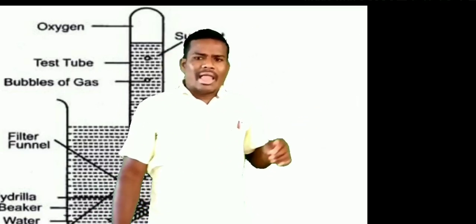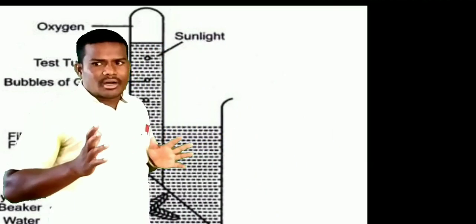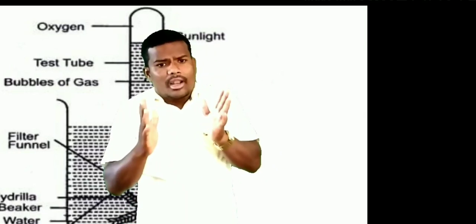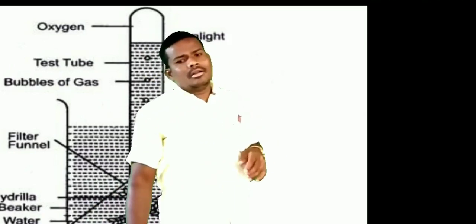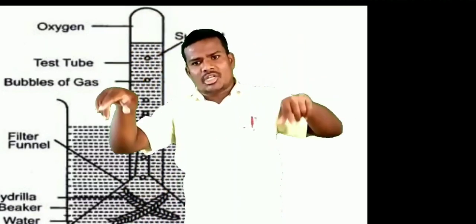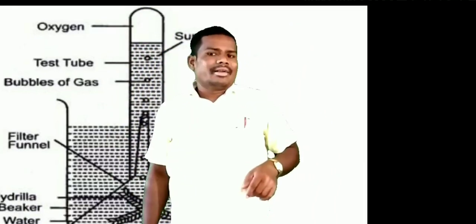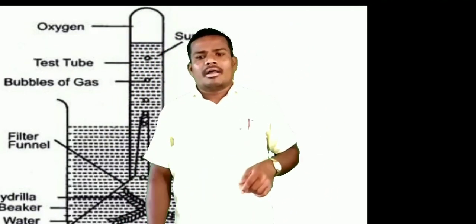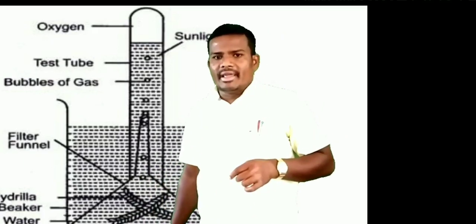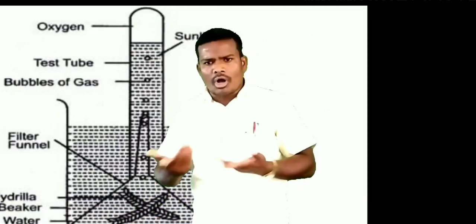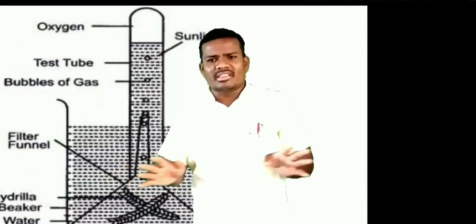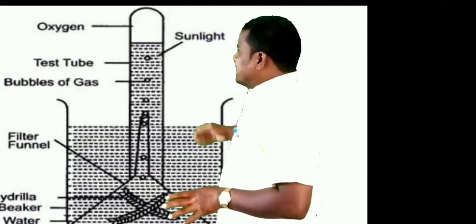A beaker full of water, a short-stemmed funnel or the narrow end of the funnel, hydrilla plants, an inverted test tube, and a glowing splinter. These are the required materials. Next are solutions. There is no solution in this experiment to prove oxygen is liberated during photosynthesis. Next is the procedure.